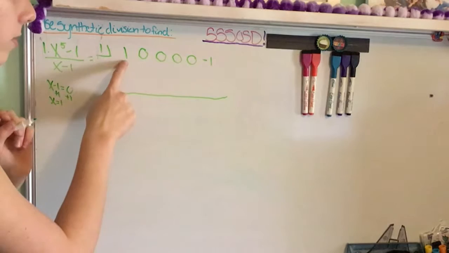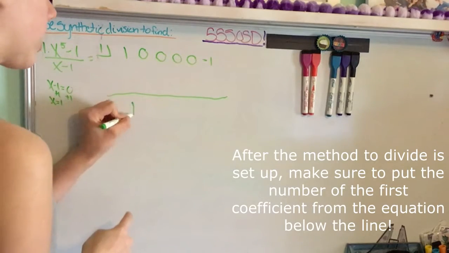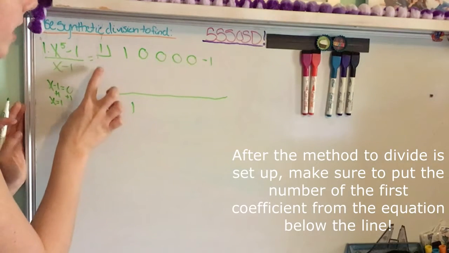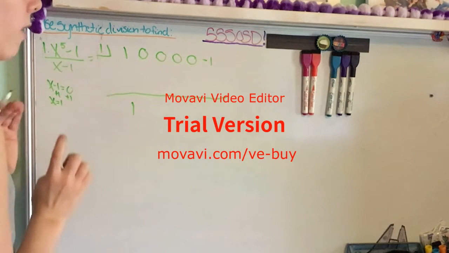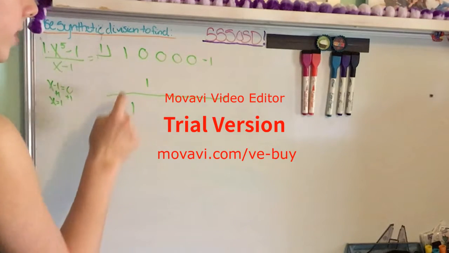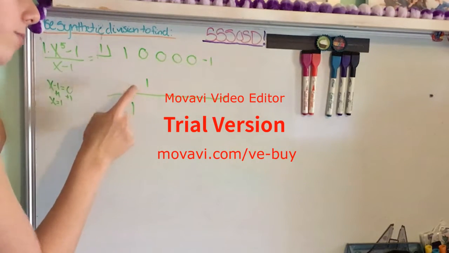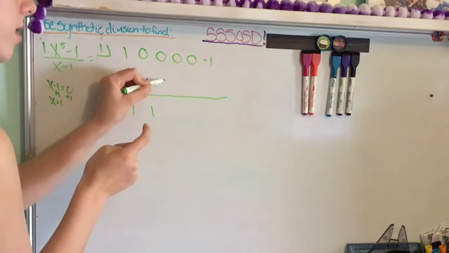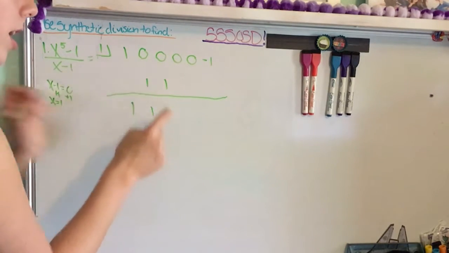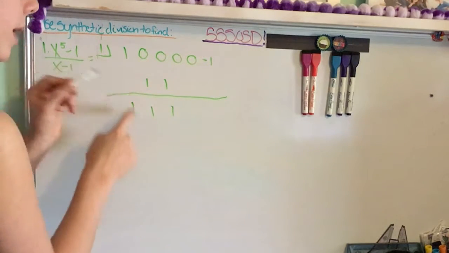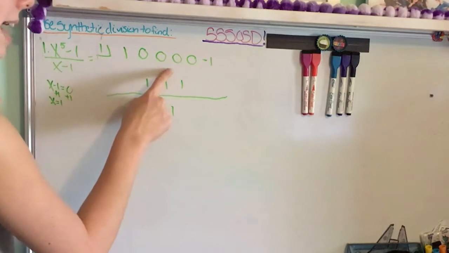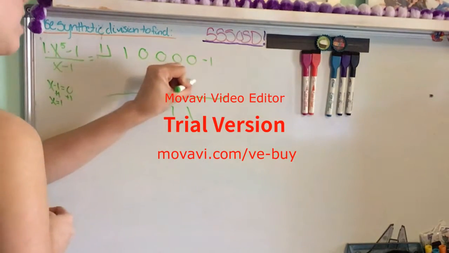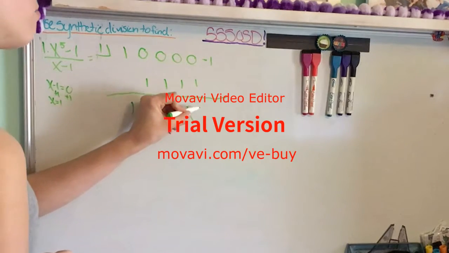So now, we're going to carry down this 1 underneath the line. And when you have the 1 underneath the line, you're going to multiply that by the factor in the half box, and so that is 1. And so now you're going to add 0 and 1 to get 1. And then multiply 1 by 1 to get 1. Add 0 and 1 to get 1. Multiply by 1 to get 1. Add 0, which is 1. And then multiply 1 and 1 again, and add 0 and 1 one last time.